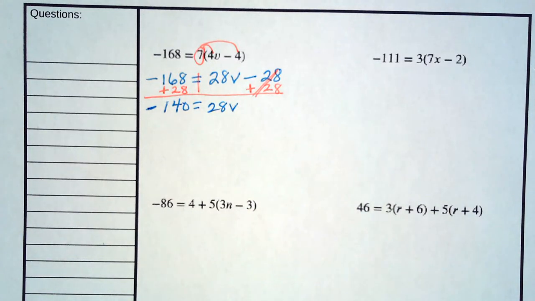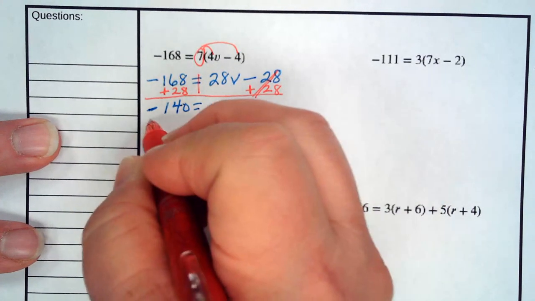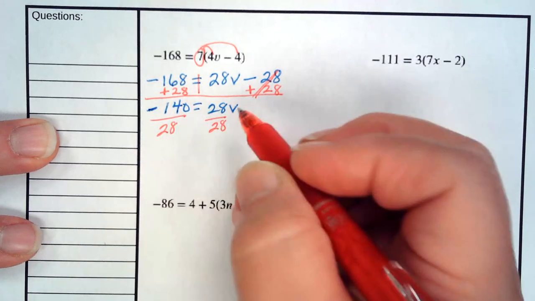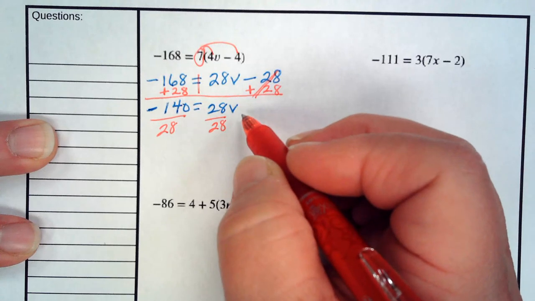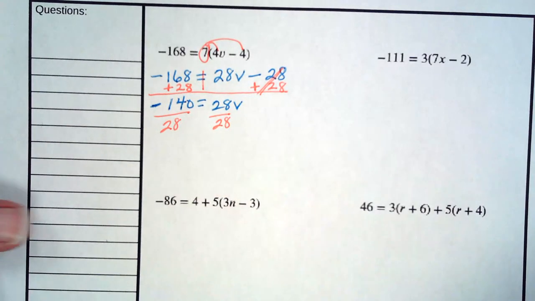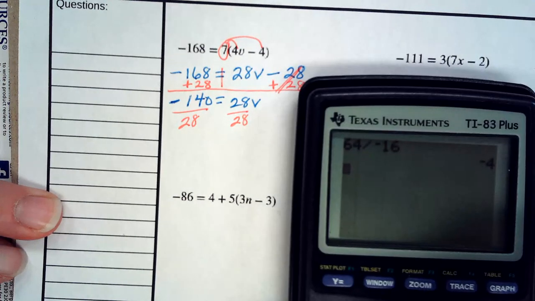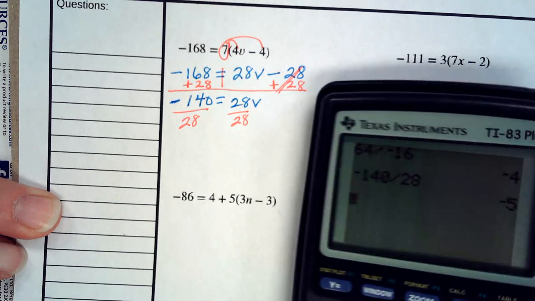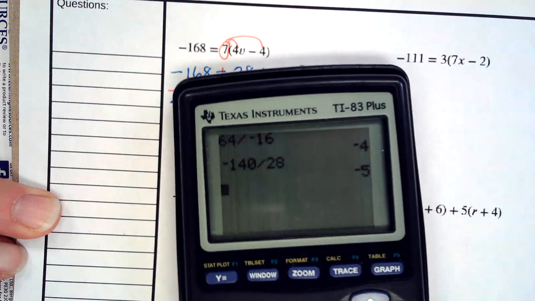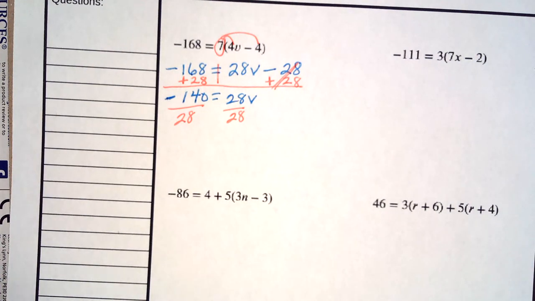Last step, divide both sides by 28. 28 divided by 28 is 1. That gives me 1v on this side. Okay, negative 140 divided by 28 gives me negative 5. So negative 5 is equal to v.